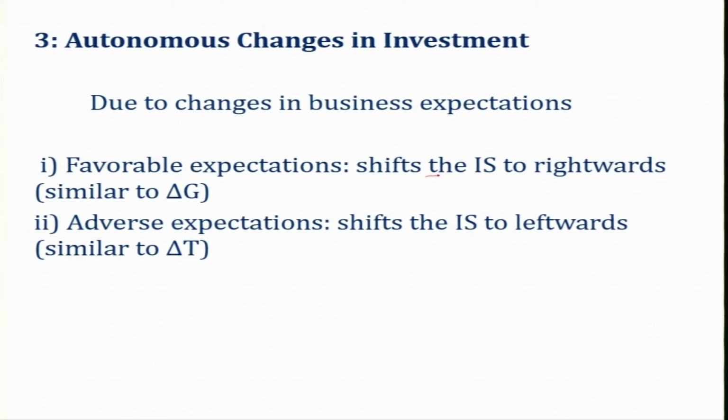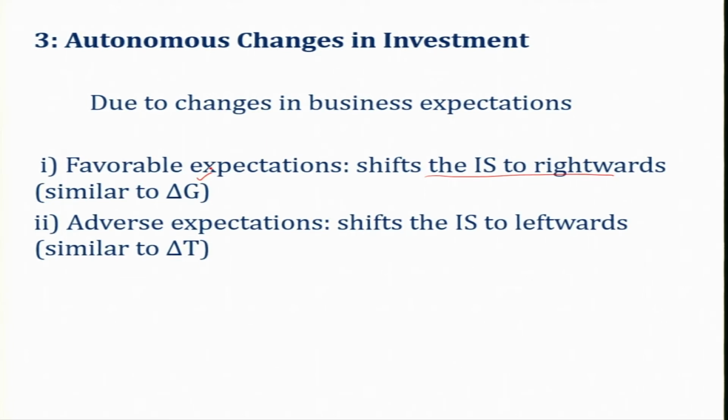So as a result the IS curve will be shifting rightwards. The interpretation is almost similar to delta G, because delta G is also an autonomous variable. Increase in government expenditure is an autonomous variable. Similarly here also, the changes in business expectation increase autonomous investment, and the IS curve shifts rightwards.